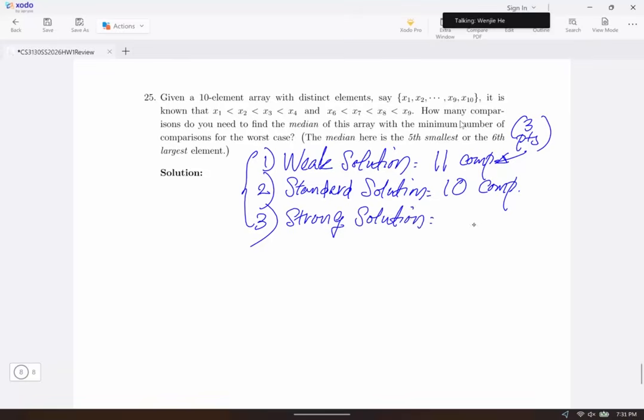Strong solution, if you can solve it with 9 comparisons. Other than the full credit, I will give you 2 bonus points. 2 bonus points. Okay? 4 plus 2, you get 6 points.